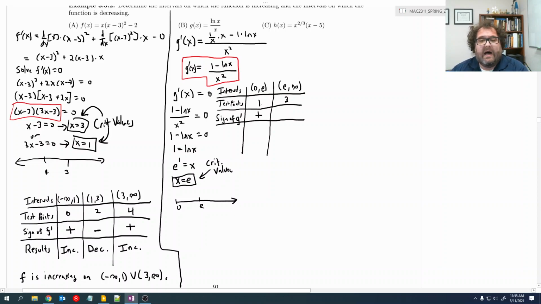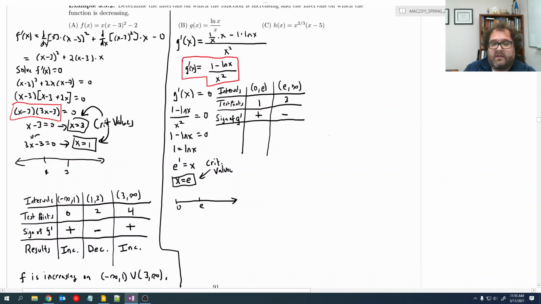Okay. What about 3? If we plug in 3, well, 1 minus natural log of 3. What is natural log of 3? I don't know off the top of my head, so I guess we can use a calculator. Natural log of 3 is 1.09. So we have 1 minus approximately 1.09, which is a negative number. And remember, the denominator is always positive, so all we're worried about is the negative on the numerator, and so the derivative is negative at our test point 3.